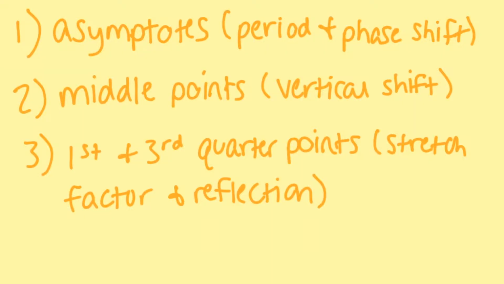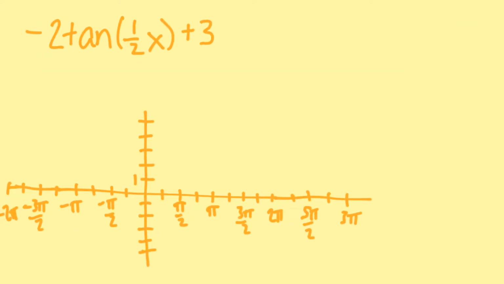We're going to graph a transformation of the tangent graph. It's helpful if you draw the asymptotes first. That's going to be based on your period and your phase shifts. The second thing you could do is your middle points, and that's going to be based on your vertical shifts. And then your first and third quarter points, that is going to be affected by your stretch factor and your reflection. Let's look at this example.